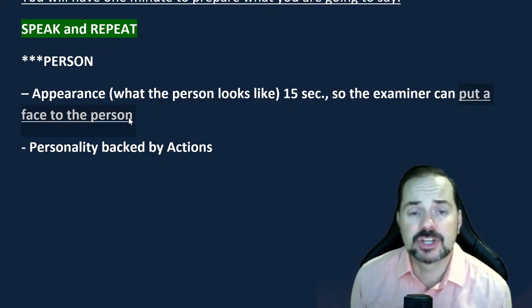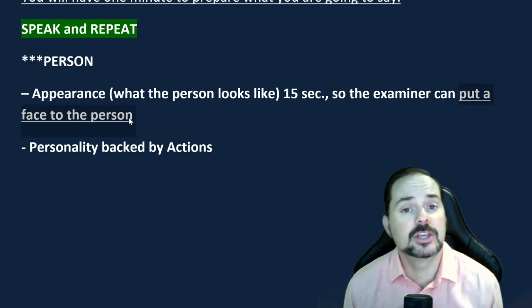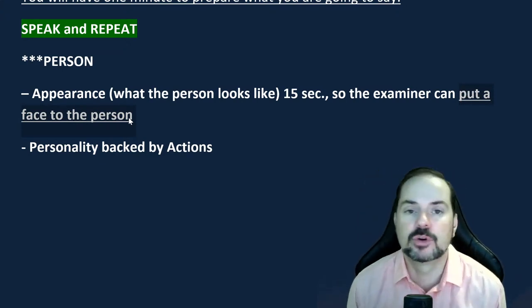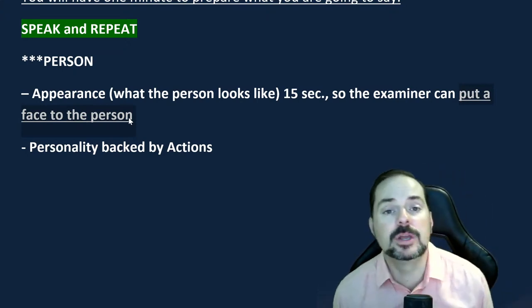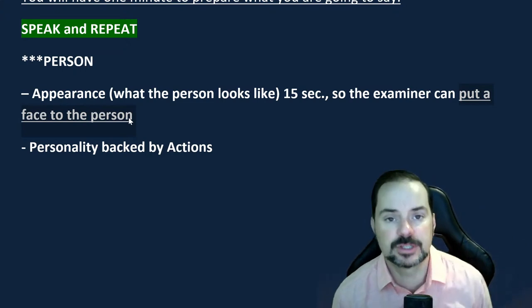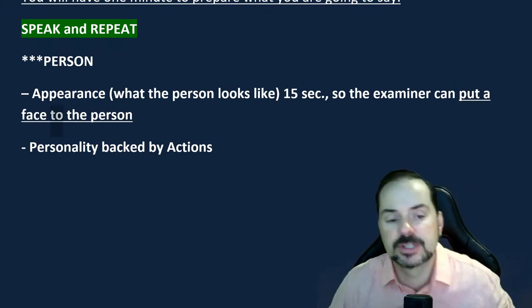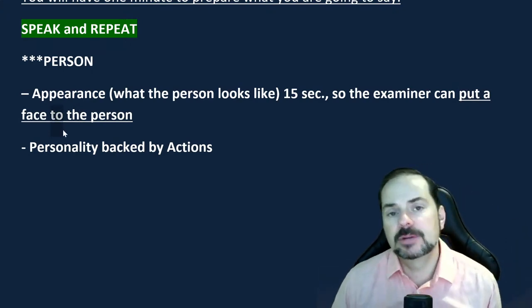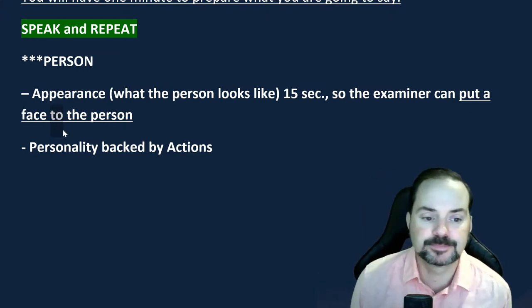And we have that expression in English. So when you describe someone, the way they look, you show a picture of someone, and unfortunately in IELTS you can't do that. So you have to verbally describe them, then we can put a face to the person, okay? Notice the preposition in this interesting expression. It's you put the face to the person. So we talk about the appearance so that you can put a face to the person.